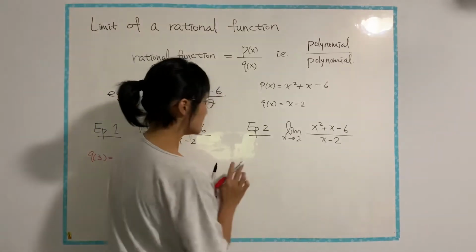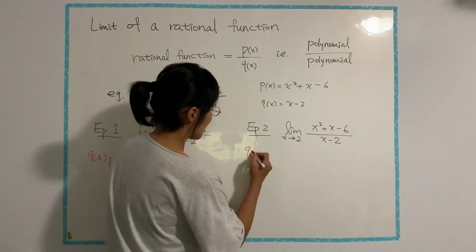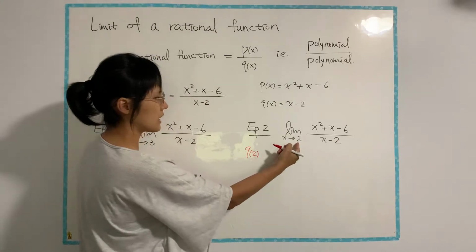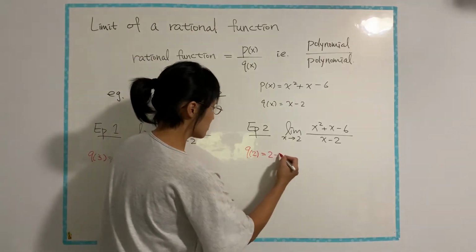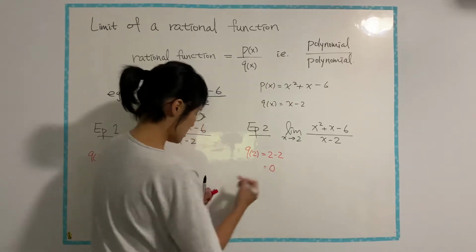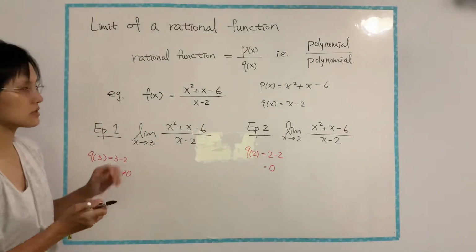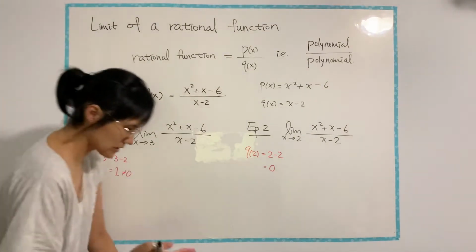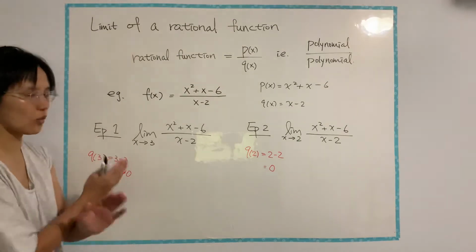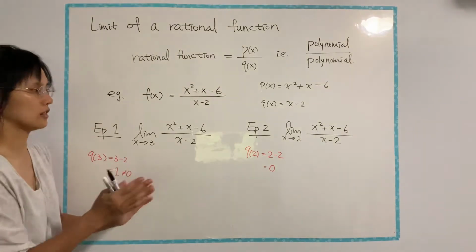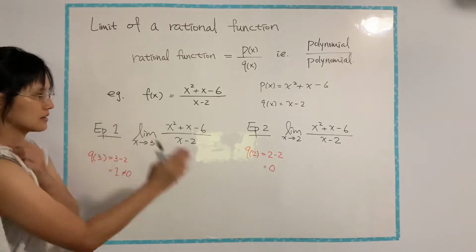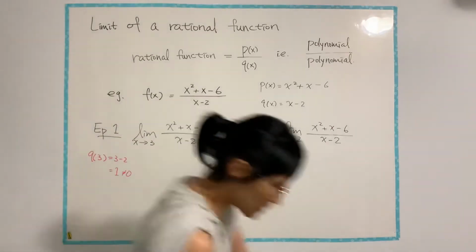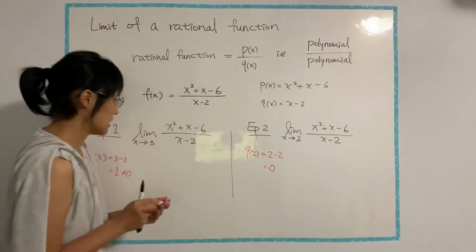But here, if I try to do the same thing, evaluate the bottom function at whatever c I have here, I have 2 minus 2, and this time I get 0. I cannot have 0 in the denominator, okay? So whenever you see this, it's a warning sign. It's like a fire alarm is setting off, okay? So it's like, gotta do something, all right? So those are the main two different cases you are gonna see.